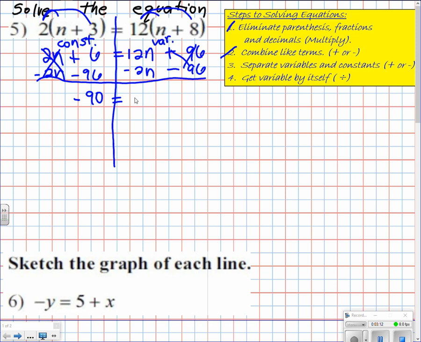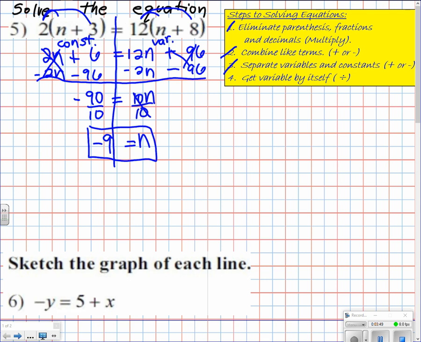12n minus 2n will give you 10n. Now, constant means numbers only. Variable means letters. Last step, get the letter by itself. I'm going to divide by 10. Get the variable by itself by dividing. Divide by 10, divide by 10. These will cancel, so the answer will be n is equal to 90 divided by 10, which gives you 9, minus 9, and that is the answer.